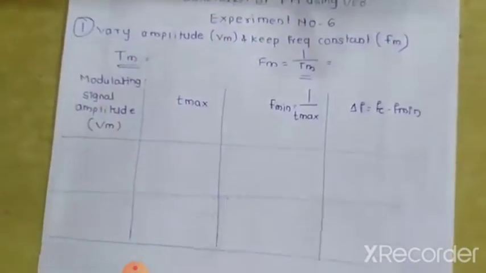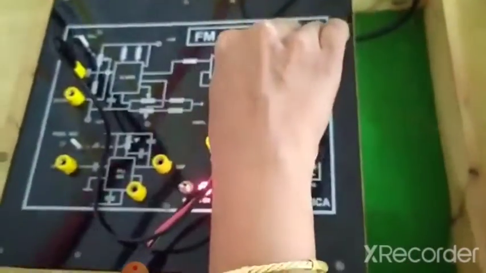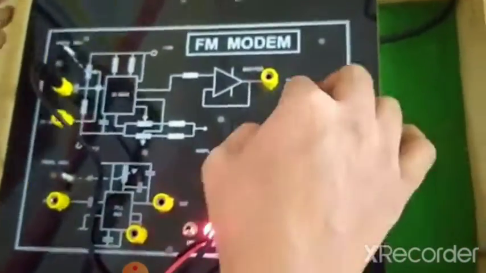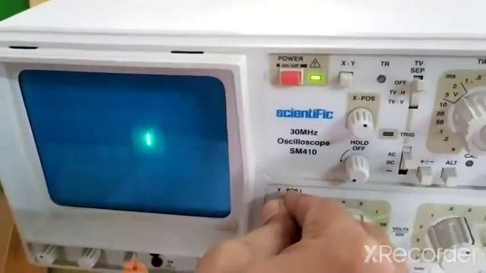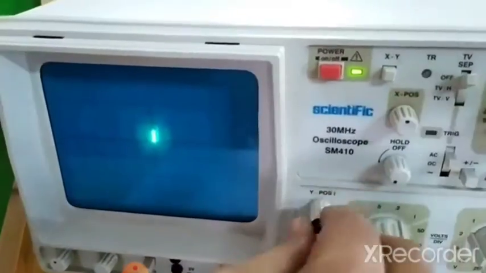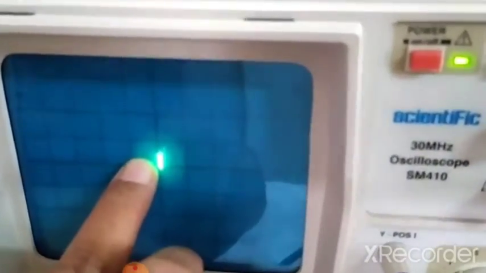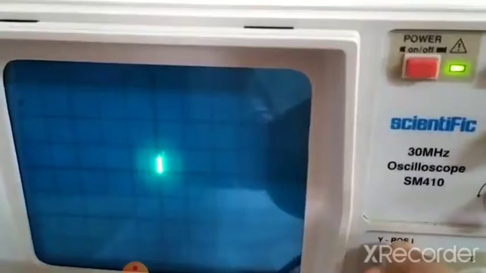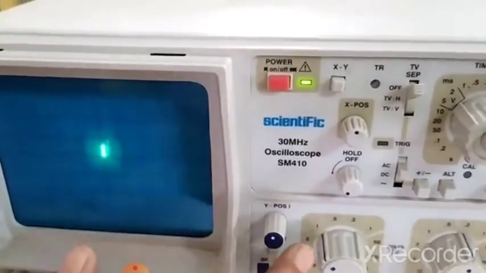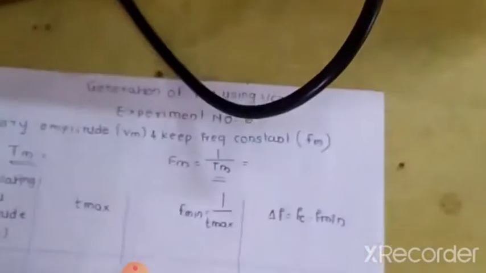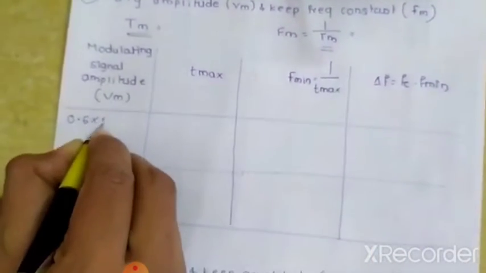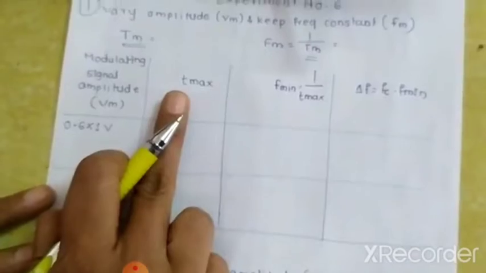Now we have to calculate the modulating signal amplitude. Connect the signal generator and measure the amplitude of the sine wave. Here the amplitude is 0.6 at 1 volt per division. So it is 0.6 into 1, that is 0.6 volt. Now measure T max. So how will you measure T max?